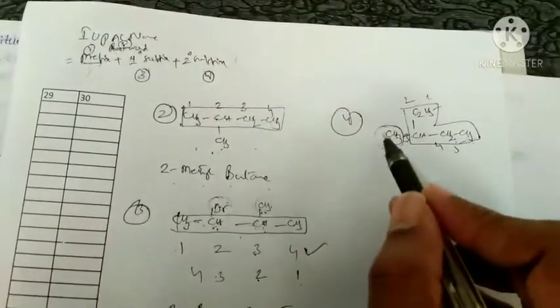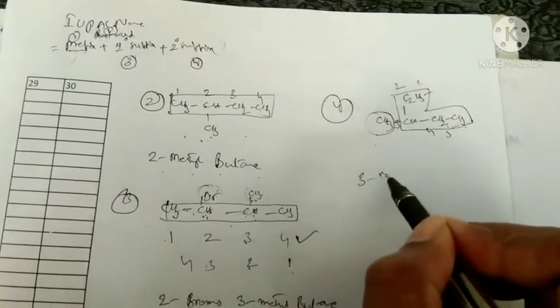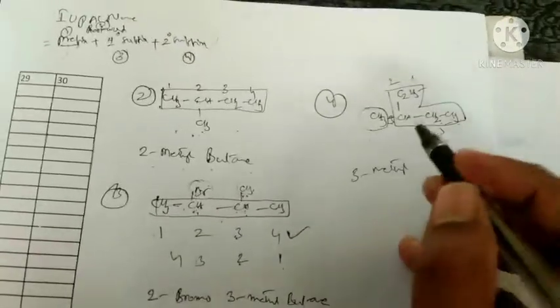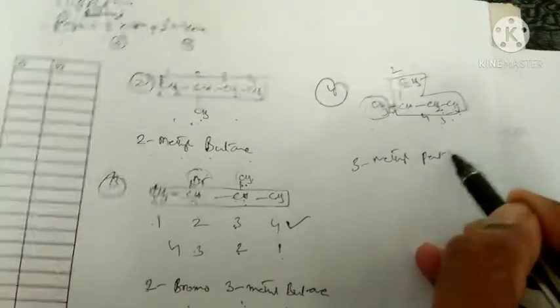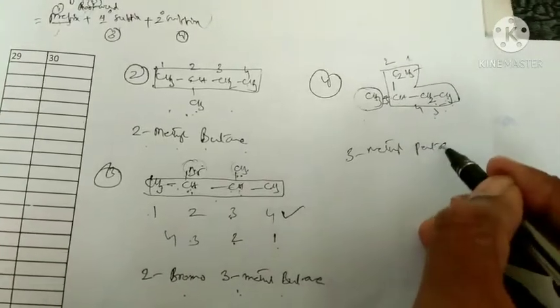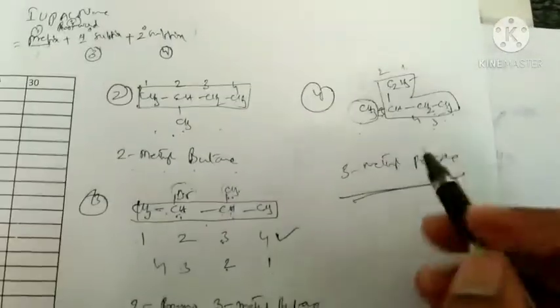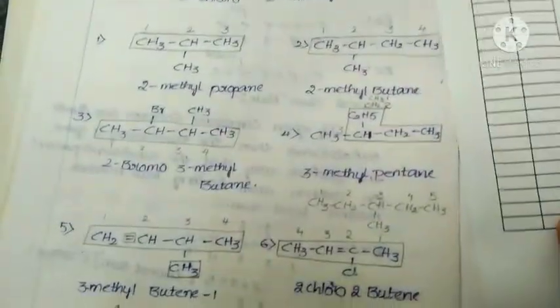Now what is the name? 3-methyl. Root word is what? 5 carbons are present. So pent. What is primary suffix? An. There is no secondary suffix. What is the name, students? 3-methyl pentane. See, 3-methyl pentane. That's it. Next one.